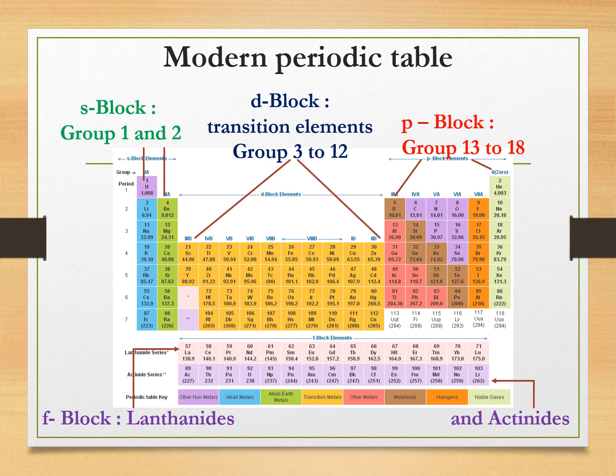The entire periodic table is divided into 4 blocks: S block, P block, D block and F block. S block consists of group 1 and group 2. P block consists of group number 13 to 18. D block consists of group number 3 to 12. D block elements are also called transition elements. And F block consists of the lanthanide series and actinide series.